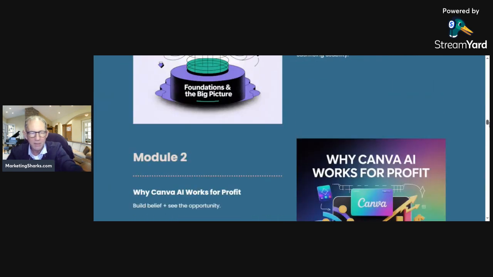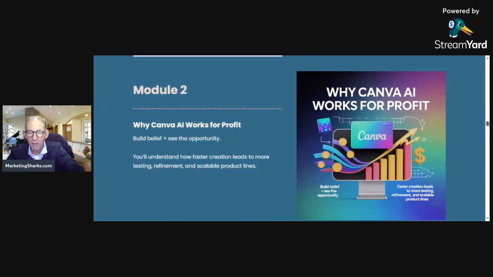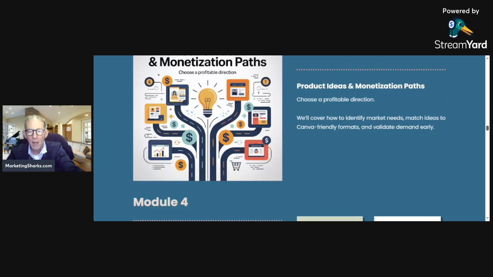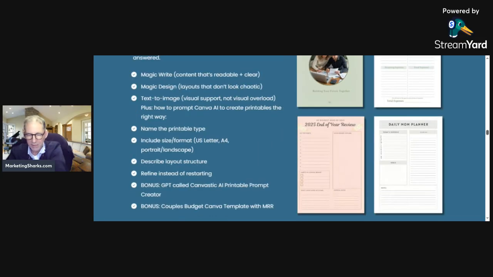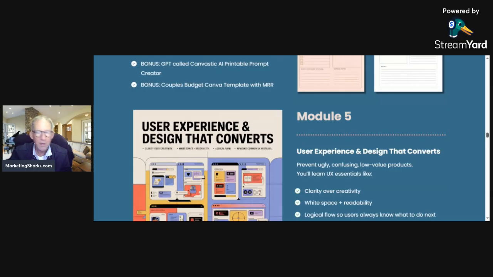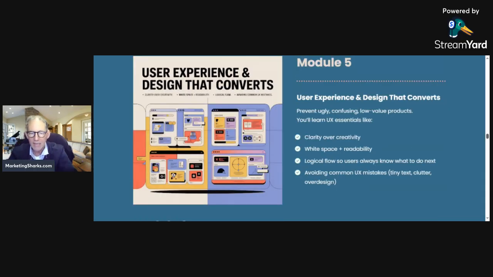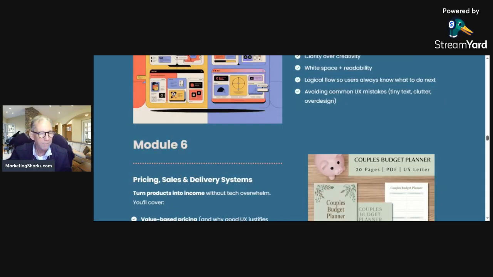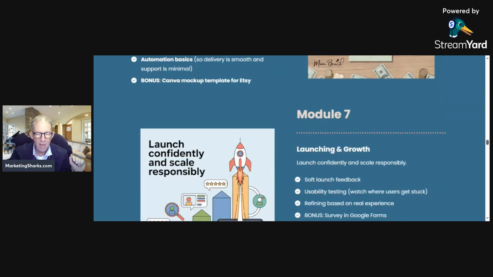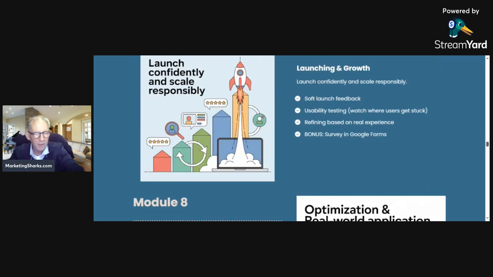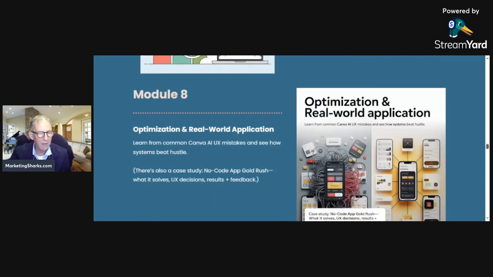So foundations, why Canva AI works for profit, product ideas and monetization paths. So we're getting there. Creating with Canva AI, core skills. Here's how you use it, right? And they're showing you on exact things they're putting together. User experience and design that converts. Pricing, sales, and delivery systems. How do you sell these things? Launching and growth, and then optimization, real-world application, and away you go.